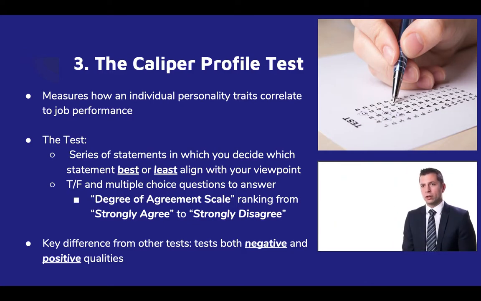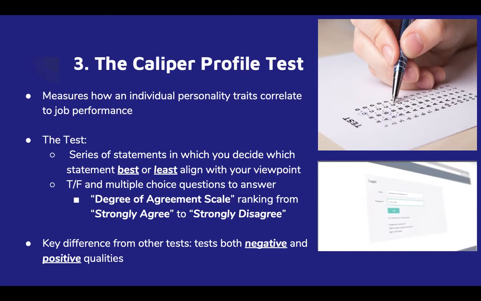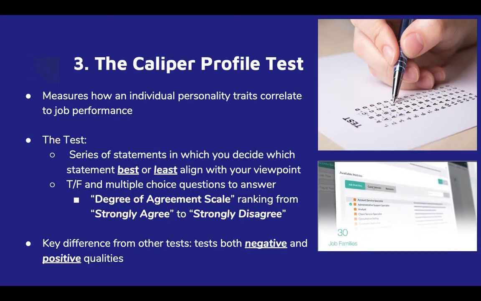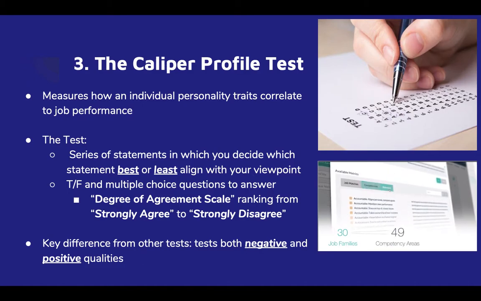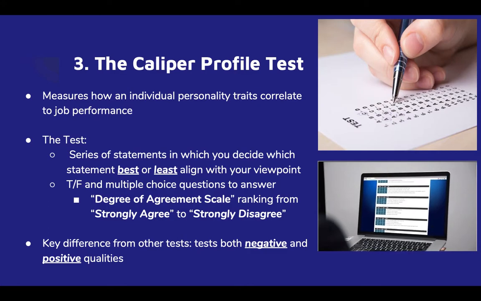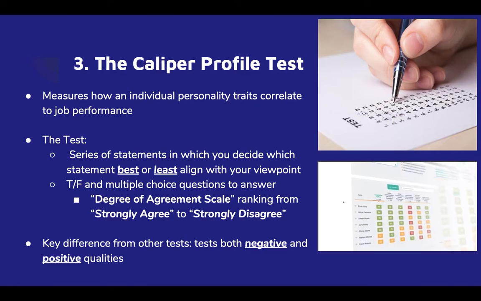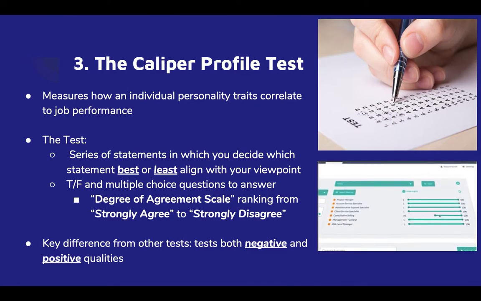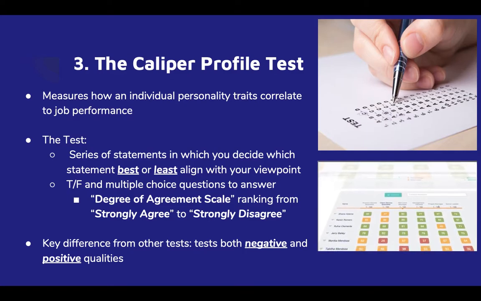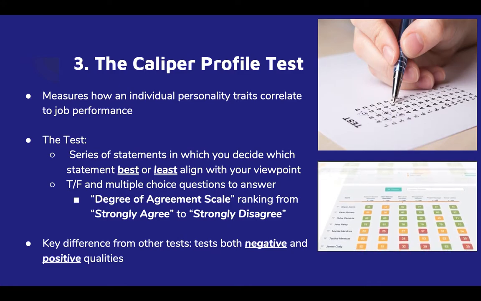What this award-winning online platform allows a user to do is log in and build their own custom personality assessments by picking from our menu of 30 different job families, 49 competency areas, and 245 different behaviours. Once the Caliper Profile questionnaire has been completed, we're able to compare individuals against the exact requirements of the job we're trying to fill right now, any jobs we're trying to fill in the future, and if we're looking at training people, we can look at their strengths and weaknesses against our particular training requirements.